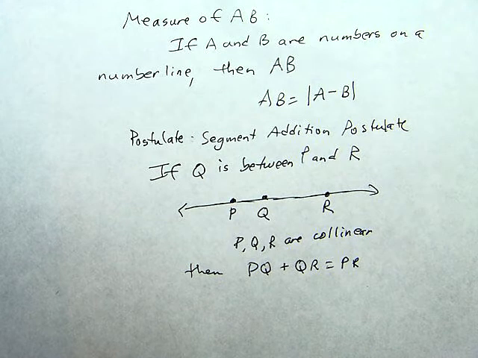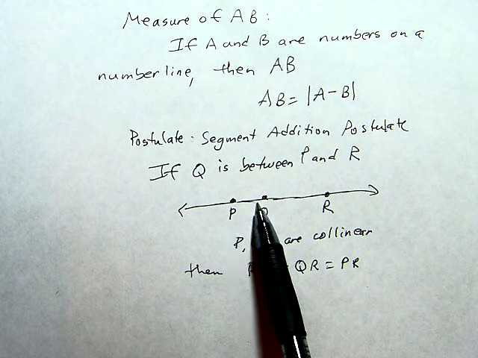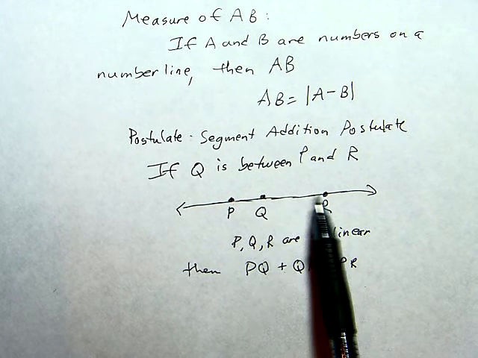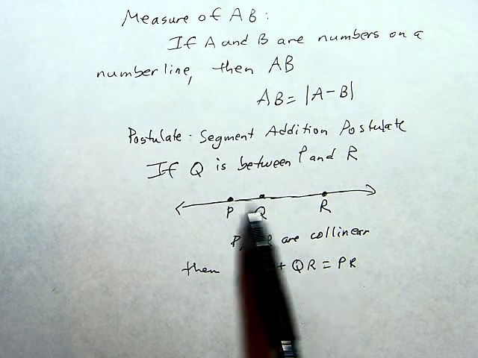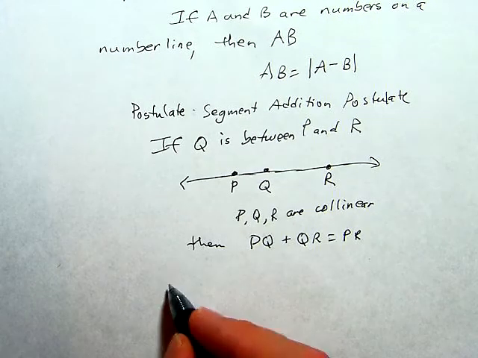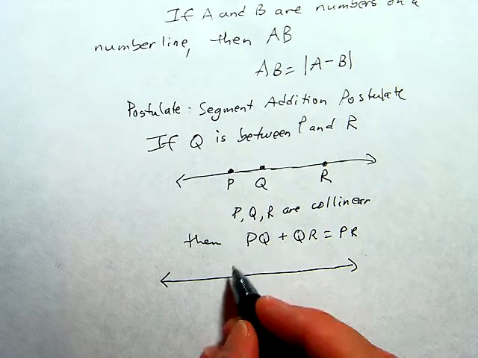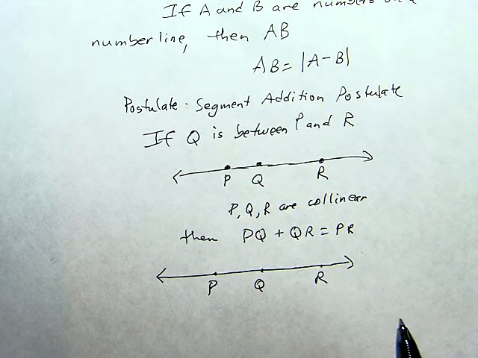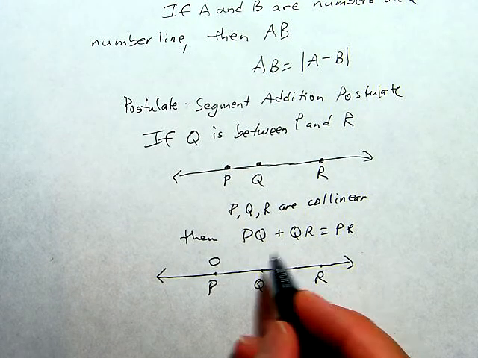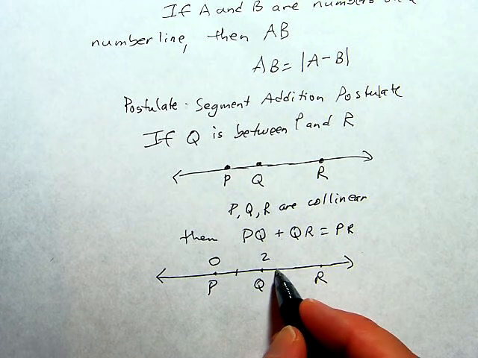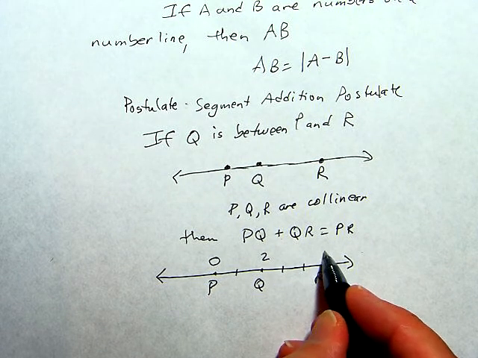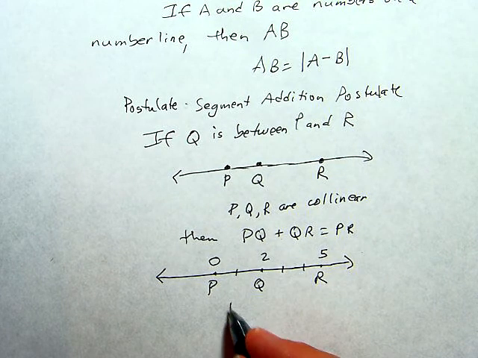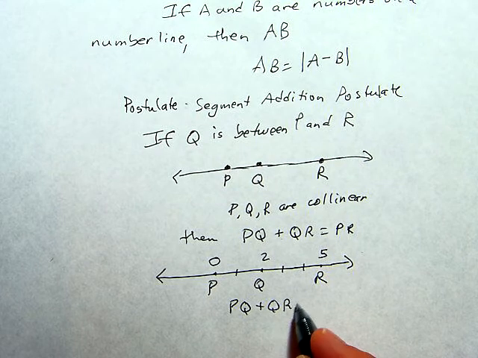What does that mean exactly? It means that the distance between P and Q plus the distance between Q and R is equal to the distance between P and R. So let's say we had a number line. Let's draw a number line, and let's again have P, Q, and R. Let's say that P is at 0 on the number line, Q is at 2 on the number line, so we'll make a 1, a 2, a 3, a 4, and let's make this 5 on the number line. It means that PQ plus QR is equal to PR.